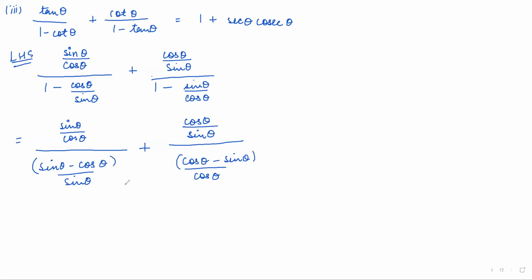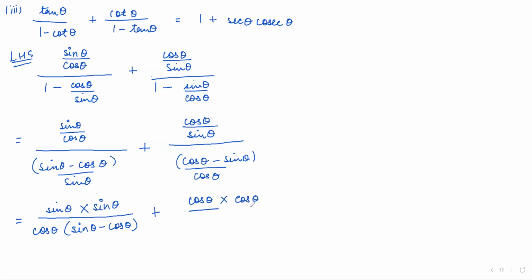Again, you multiply: the outer ones will be multiplied together. So it will be sin theta into sin theta, got it? And then divided by cos theta with this bracket, sin theta minus cos theta. Plus, now again the outer ones will be multiplied together, so cos theta into cos theta, and then sin theta with this bracket, cos theta minus sin theta, right?